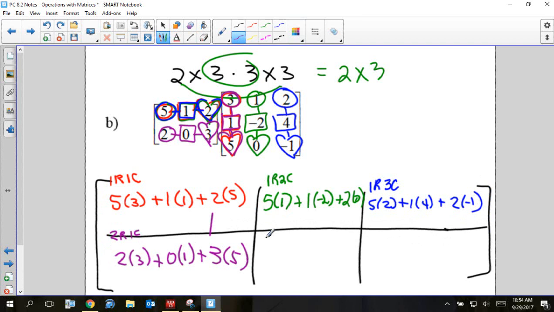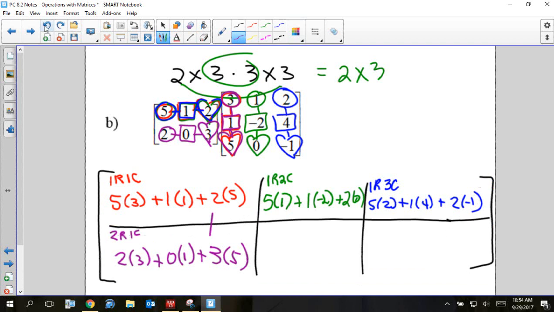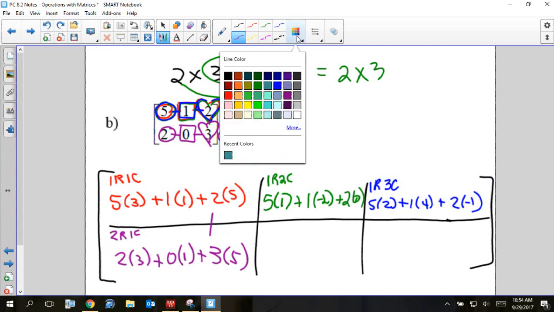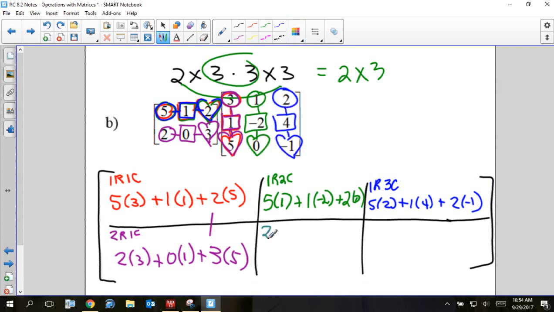Now I'm on second row, second column. Second row, second column. So I'm going to use the second row, second column. 2 times 1 plus 0 times -2 plus 3 times -1.